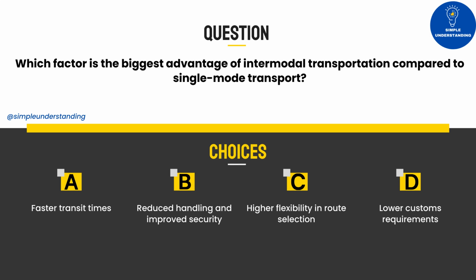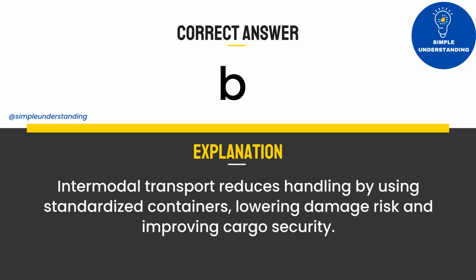2. Which factor is the biggest advantage of intermodal transportation compared to single-mode transport? A. Faster transit times. B. Reduced handling and improved security. C. Higher flexibility in route selection. D. Lower customs requirements. Correct answer: B. Explanation. Intermodal transport reduces handling by using standardized containers, lowering damage risk, and improving cargo security.